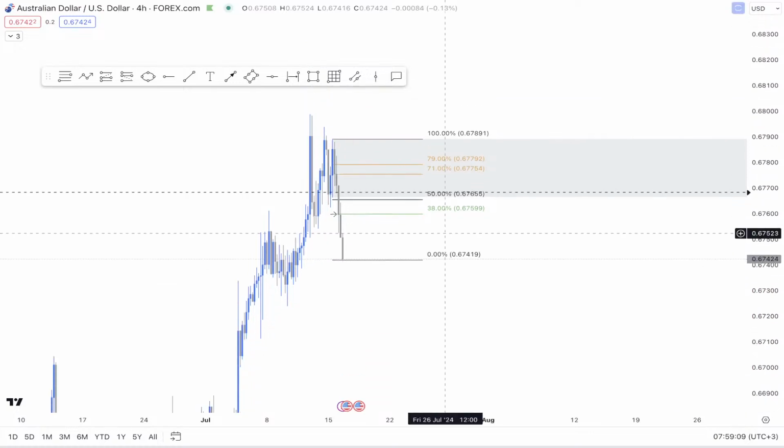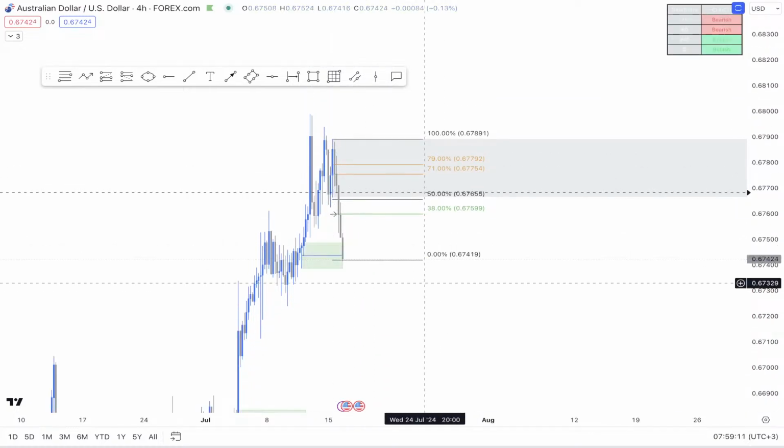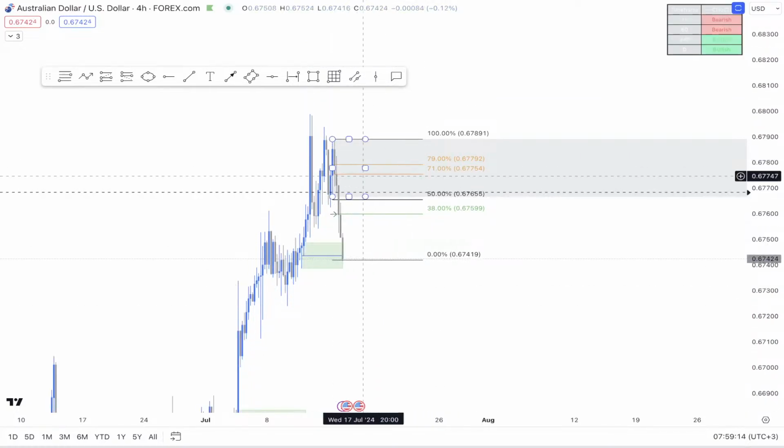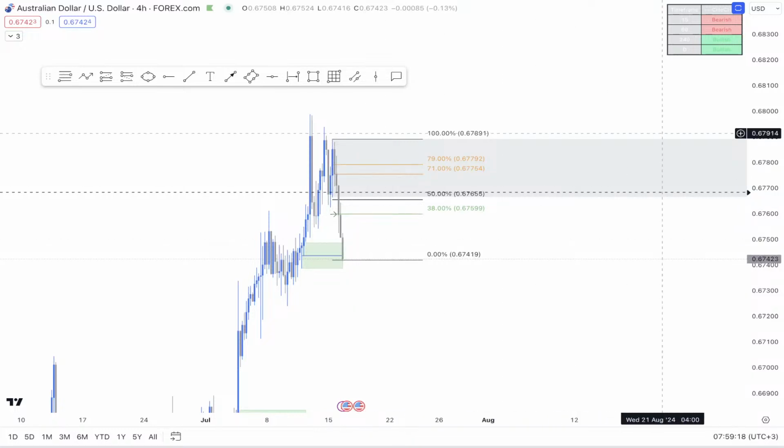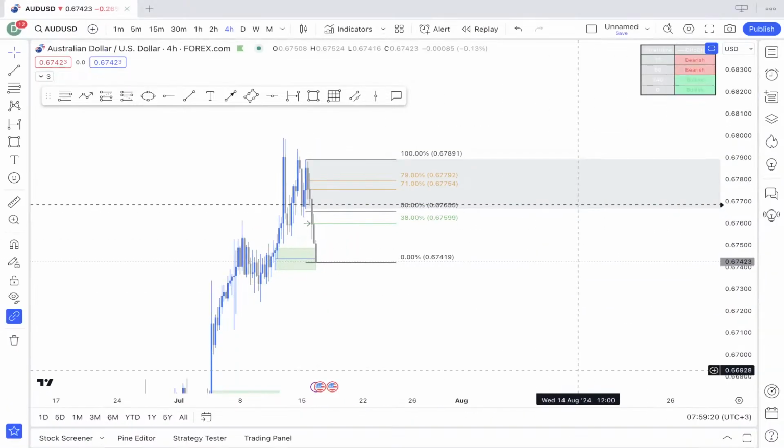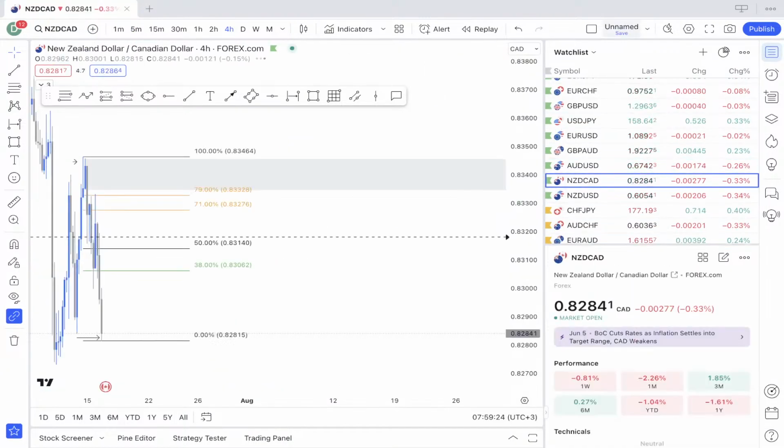On AUD USD, we have this impulsive break towards the downside. We have an unmitigated order block lining up with the premium area of this bearish range. And now, of course, we need to see whether we can get that corrective pullback towards our fire zone.